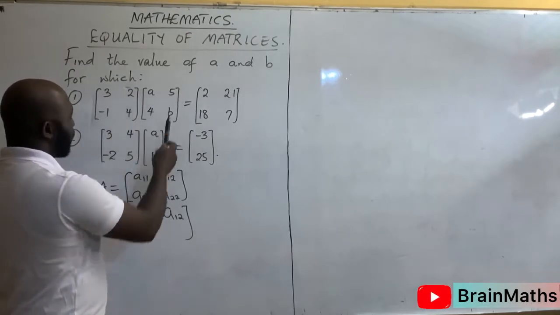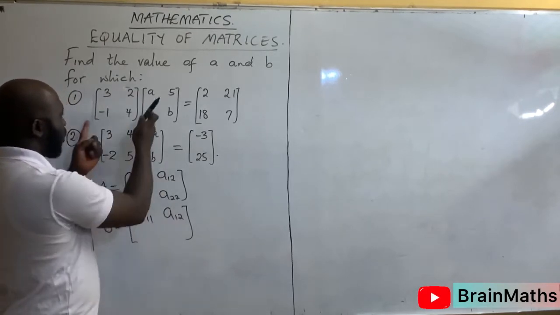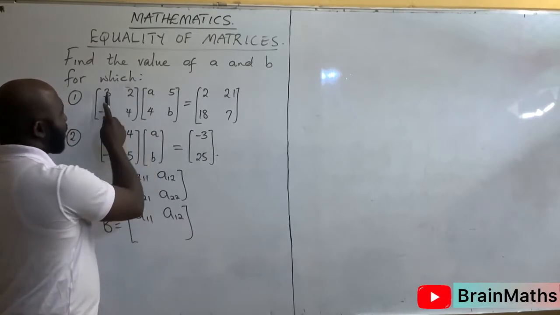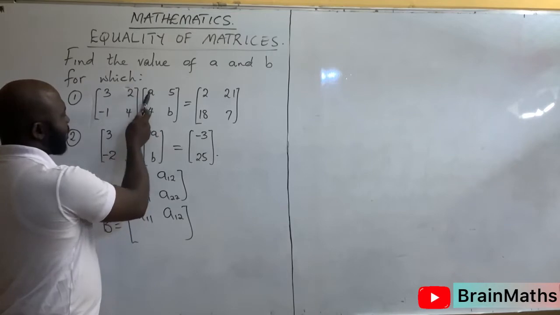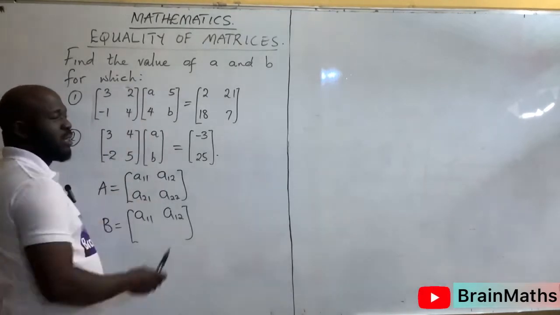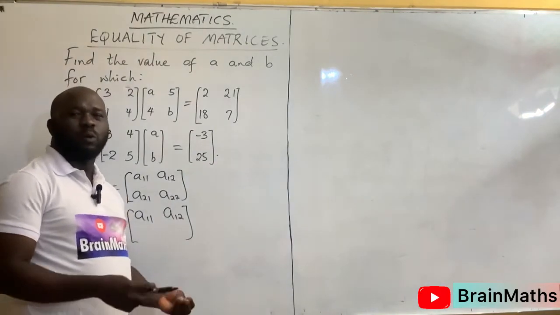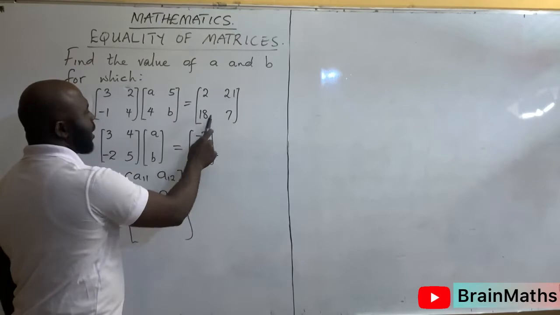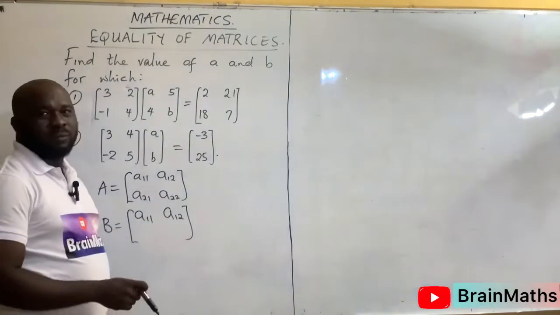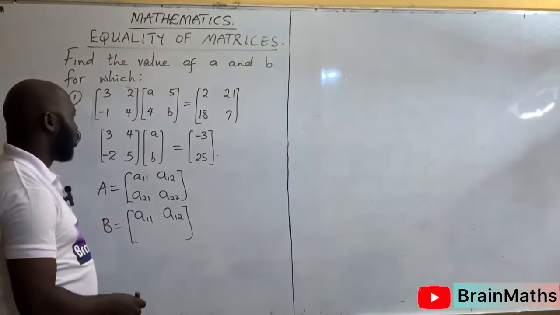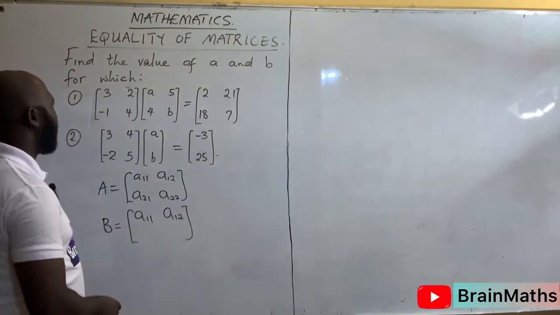Now, what we are saying in respect to what we have on the board is that they have given us these two. By the time we multiply out and get the values of A and B, the new matrix that we will get must be the same. We must have these four elements as what we're having on the other side of the board. So let's start with question number one.